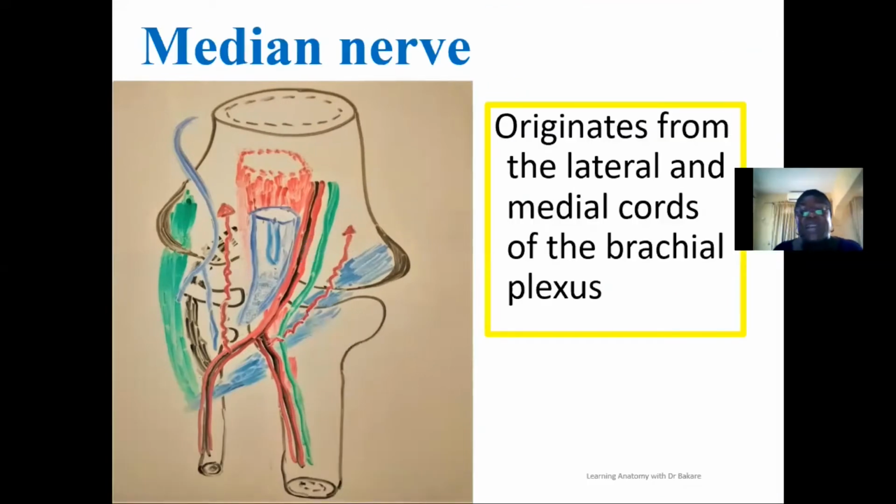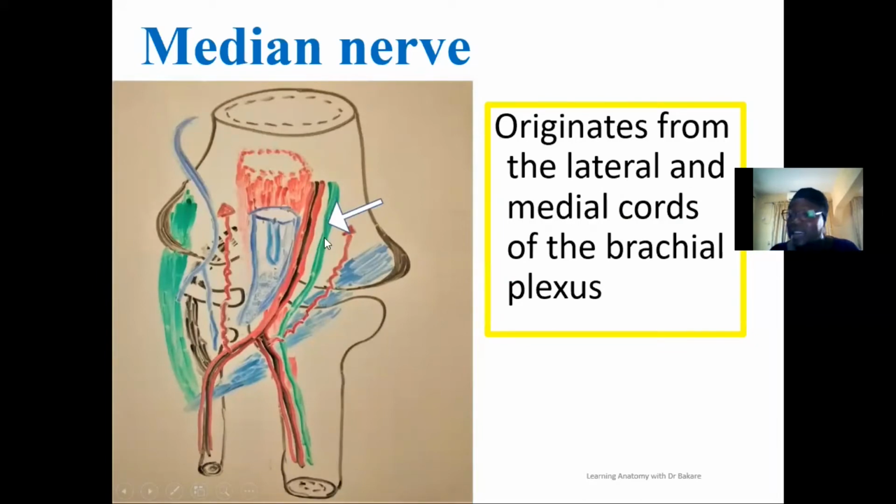Going further, we have the median nerve. We said that this is the tendon of the biceps brachii muscle. Medial to it, we have the brachial artery. Then medial to the brachial artery, the next structure that is seen is the median nerve. This is the median nerve highlighted in green, and it is seen medial to the brachial artery.